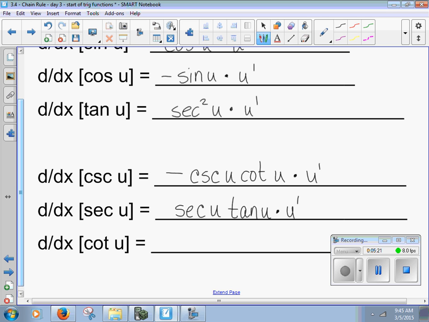And then the derivative of cotangent. I don't know why this one is a little easier for me to remember. Isn't it negative cosecant squared? Negative cosecant squared u times u prime.